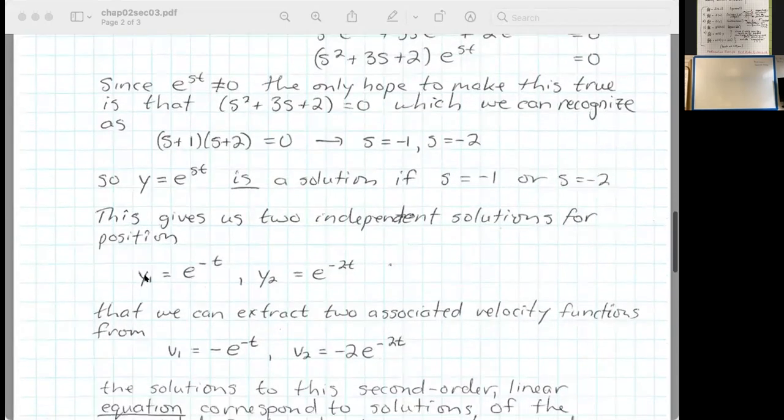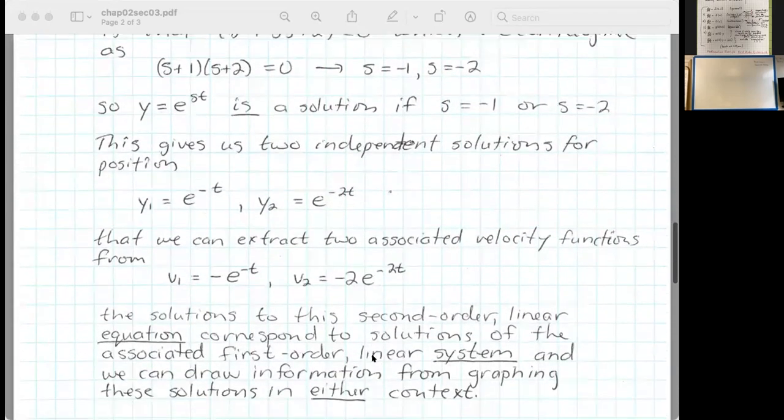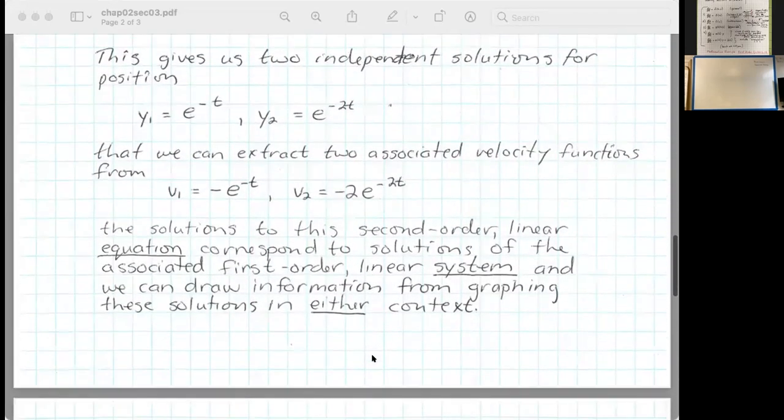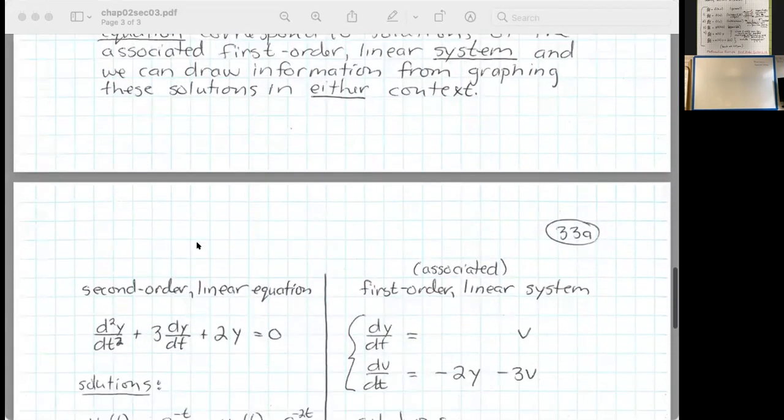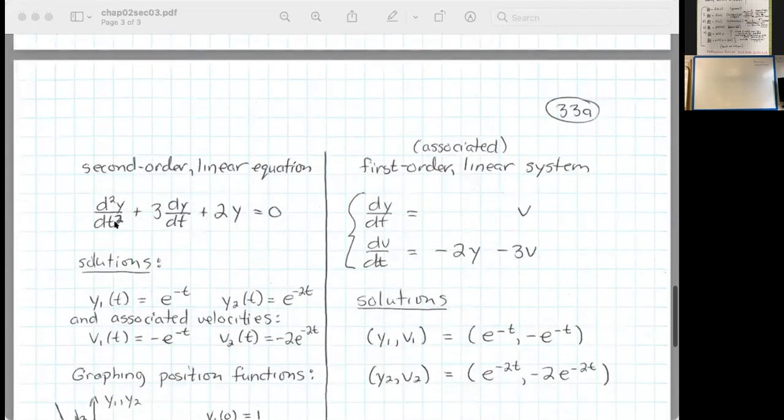Notice each one of these answers describes a position. y is position. So differentiating them describes what? A velocity. It's relatively simple to differentiate exponentials. And then let's look side by side at the solutions to the second order problem and the solutions to the first order system. So on the left, the second order problem.